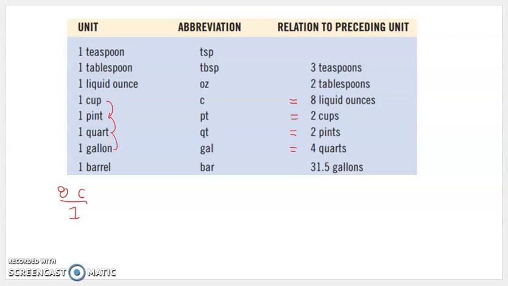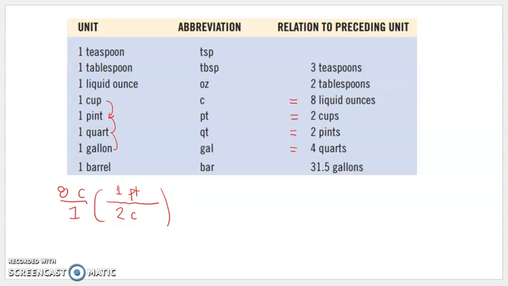First of all, I want to convert my cups to pints, step 1. 1 pint is equivalent to 2 cups. So what I'm going to do is set up an equivalence. I want my cups on my bottom because I want to cancel my cups. 2 cups is equivalent to 1 pint. Now that would convert from cups to pints.